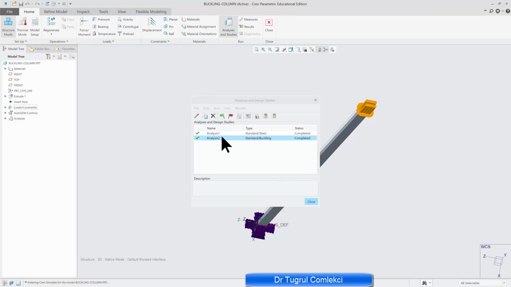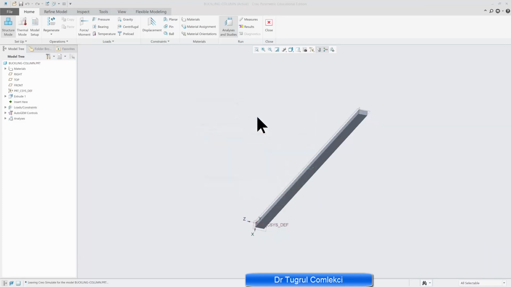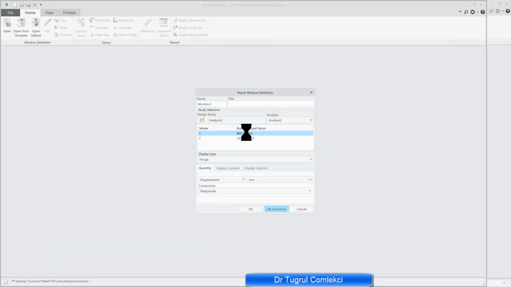This has already been run and we can look at the results. The results simply say that there is mode 1 and mode 2 buckling. Mode 1, 865, is your buckling load factor, and that's the factor that multiplies the 1 newton load that we applied. So in mode 1, if there is a load of 865 newtons, that beam will buckle. In mode 2, if there is a load of 3458 newtons in compression, that beam will buckle.